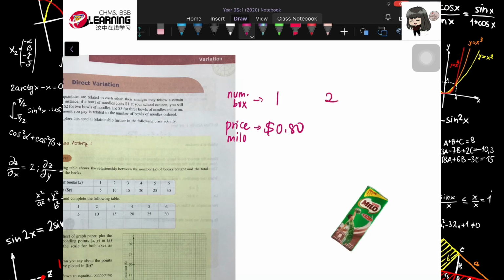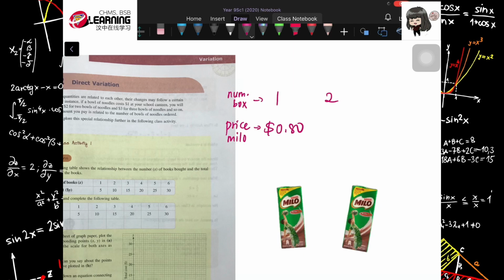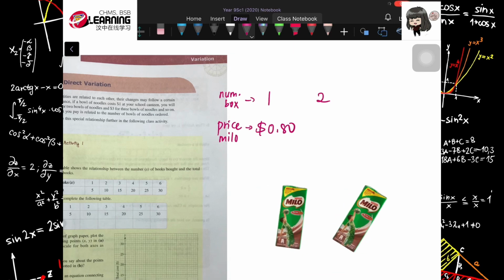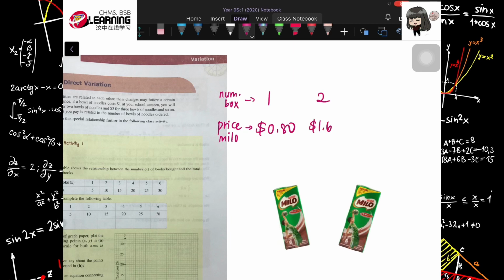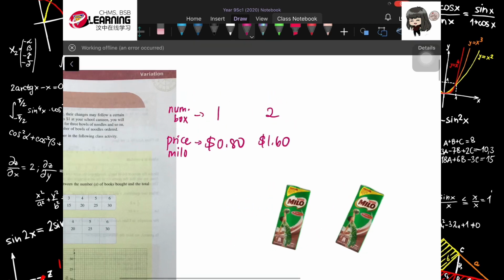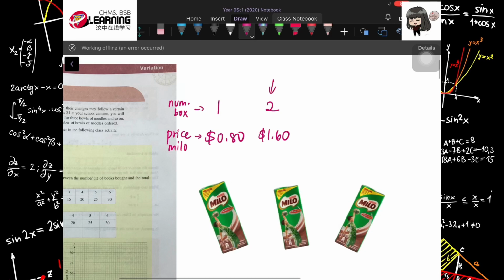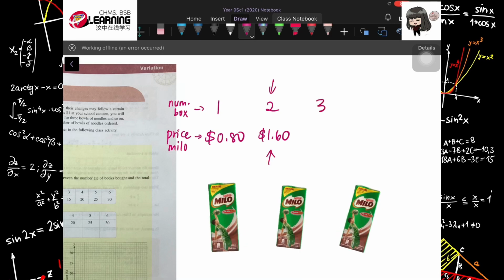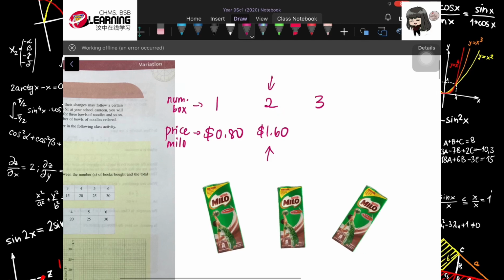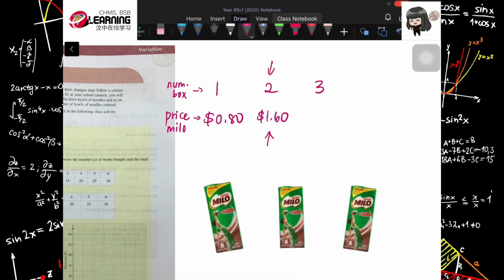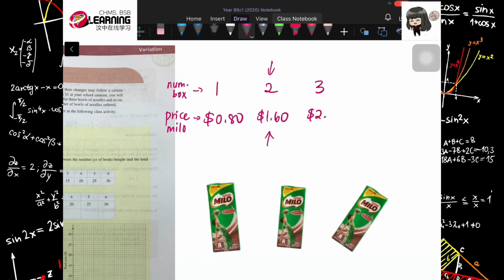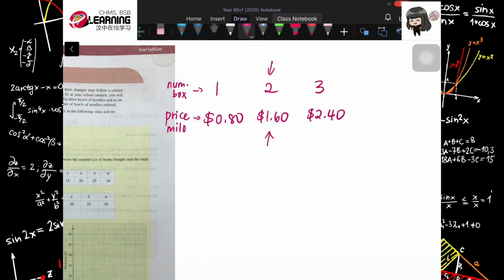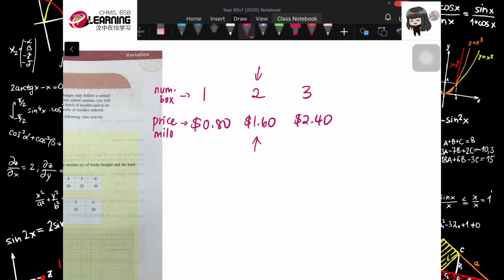So if we buy 2, the price of the Milo definitely will increase, right? You times 2, so it's $1.60. So 2 boxes of Milo is $1.60. If you buy 3, let's say you want to drink more, the price of 3 Milo is $2.40. So the price is increasing. This is actually a direct variation, because if the number of Milo boxes increases, the price of the Milo is also increasing.